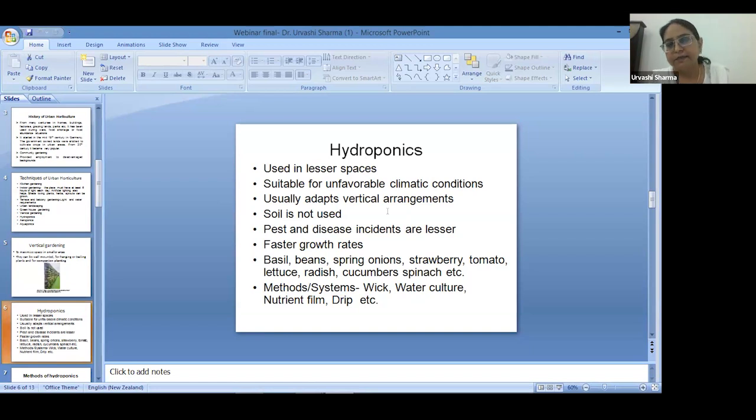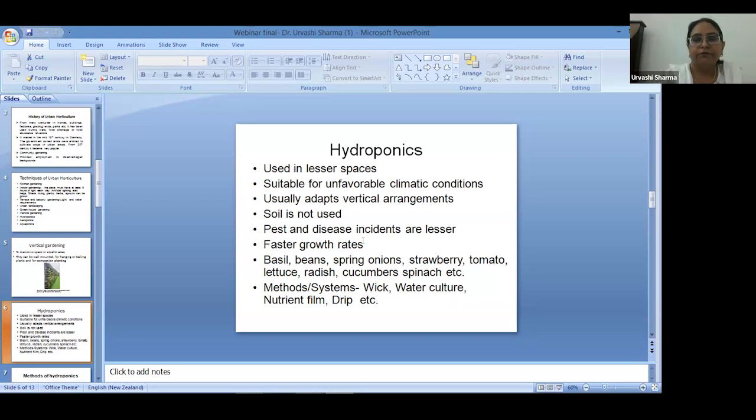Pest and disease incidents are also lesser because they are well monitored, and they don't have soil borne diseases, as the soil is not there, and usually it's hard to find soil in urban areas many times. They have faster growth rates. They are like babies who are spoon fed, so they get lots and lots of nutrients, so they grow well. Some of the crops which are usually grown here are basil, beans, spring onions, strawberries, tomatoes, lettuces, radishes, cucumbers, spinach, etc.